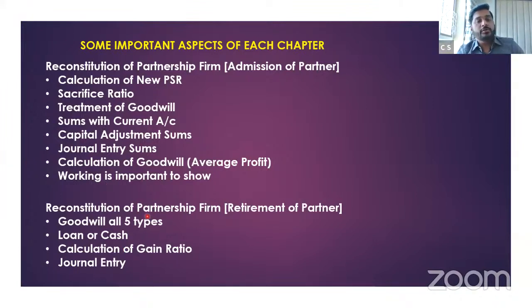Okay, reconstitution of partnership, retirement, see all the 5 treatments of goodwill, and then loan or cash, that means whether the partner is paid on the spot or whether that amount is transferred to his or her loan account. That has to be checked. Calculation of gain ratio, how to calculate it, do the calculation, see some sums where calculation of gain ratio is done, and accordingly how the goodwill treatment would change if there is gain ratio. Okay.